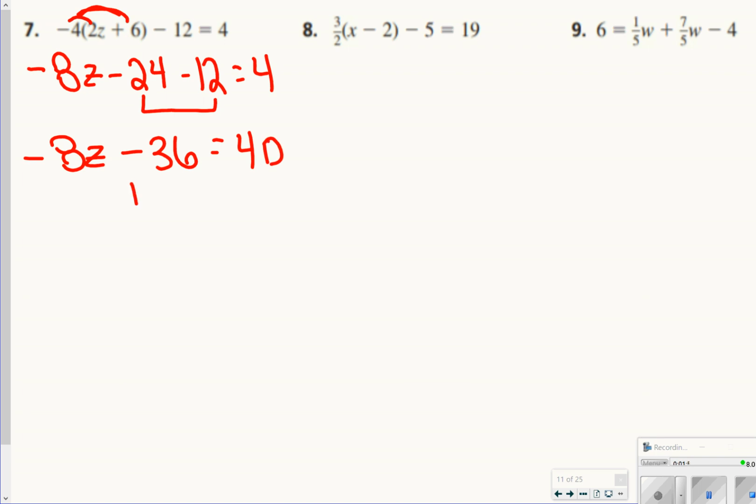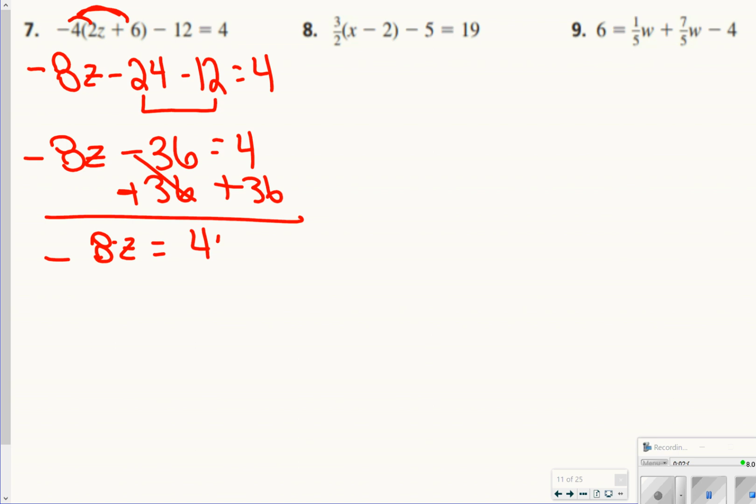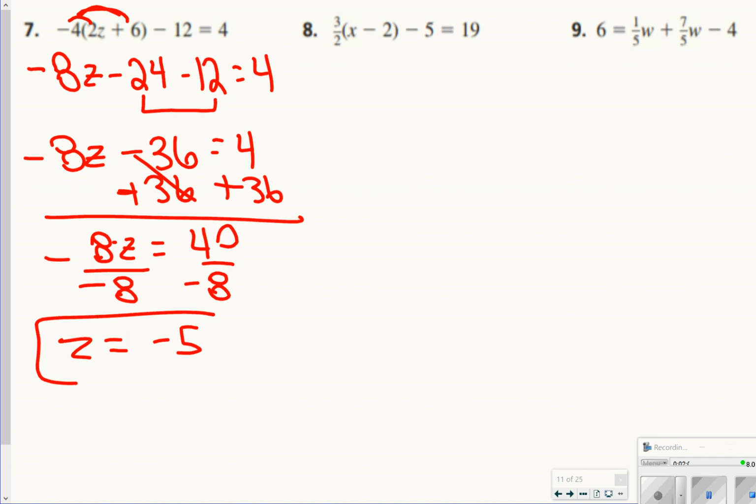I'm going to add 36 to both sides. So I get negative 8z is equal to 40. And then when you divide both sides by negative 8, z is equal to negative 5.